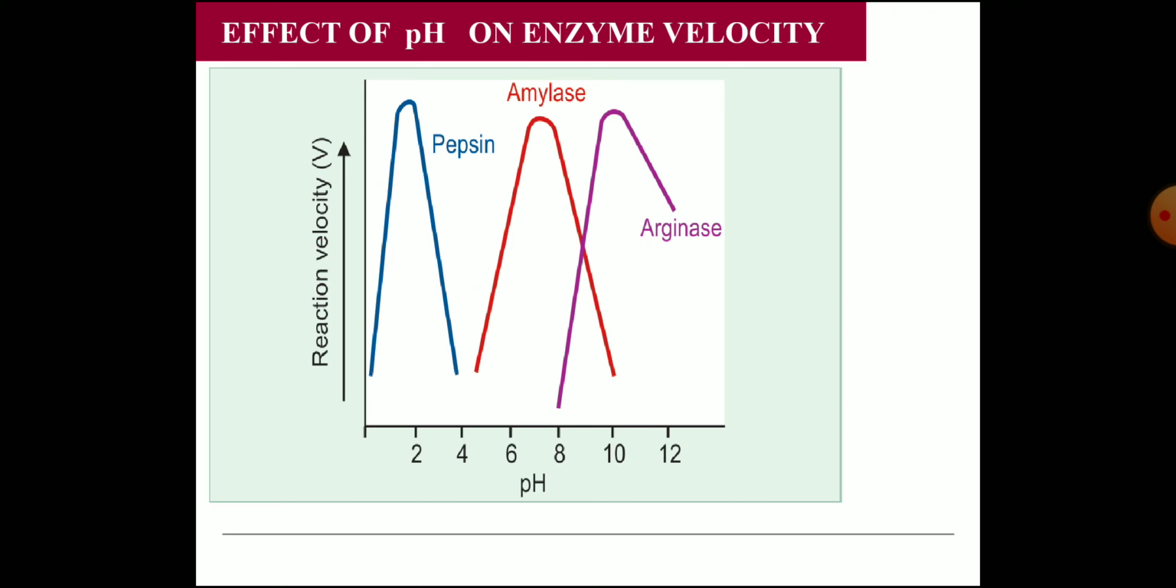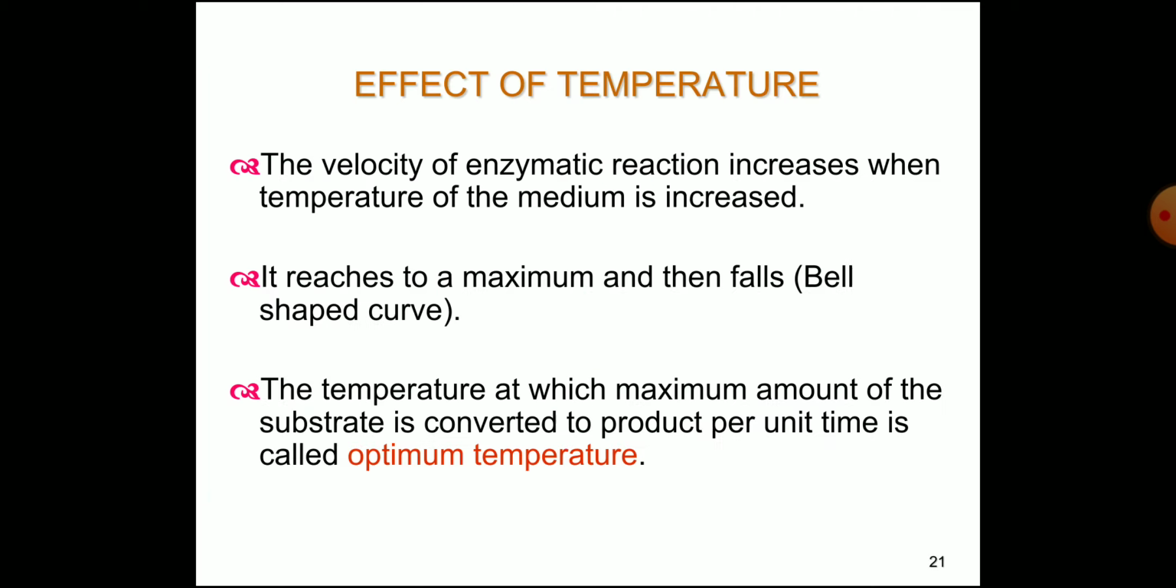So in this graph again you can see the various enzymes having various pH. Pepsin is between 1 and 2, optimum mainly at 1.2 or 2. Then the second enzyme is amylase, between 6.7 and 7. That is the optimum pH of this amylase. Then arginase, usually it is around 10. 10 is the optimum pH of the arginase.